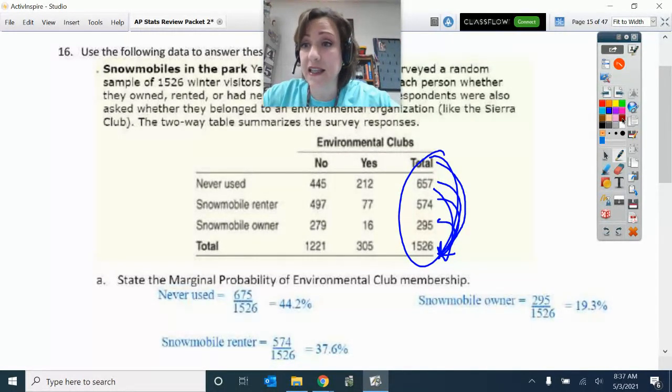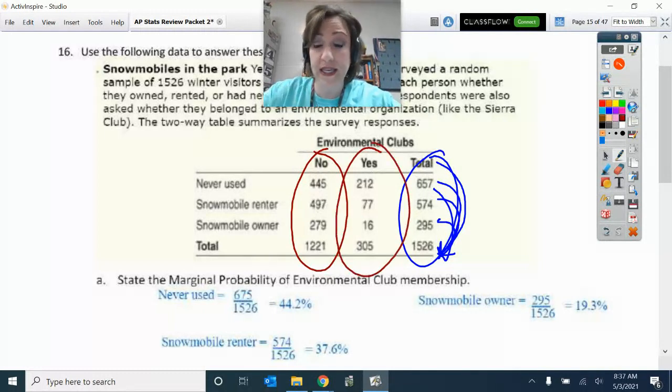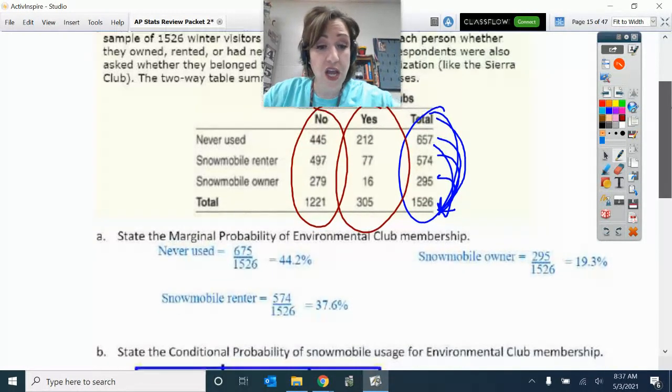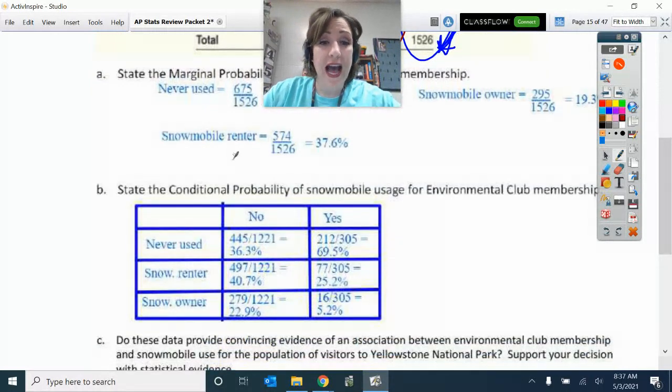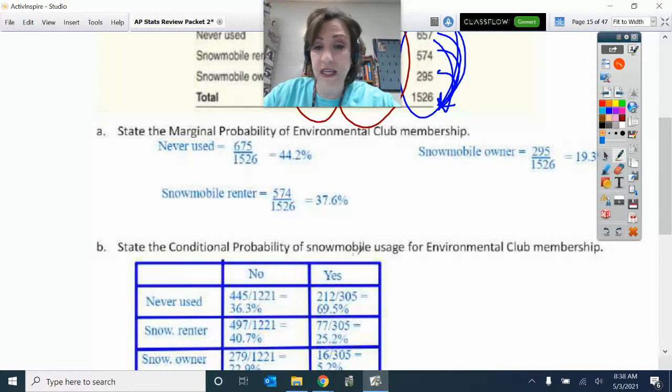Now, then the conditional is going to be conditional upon you not being in the environmental club or conditional upon you being in the environmental club. So therefore, see here, I said, here's the conditional, those middle sections. And so then I'm going to compare these conditional ones to the marginal to see if the fact that you are one thing, being in the environmental club, affects the rate at which you had the snowmobile usage.